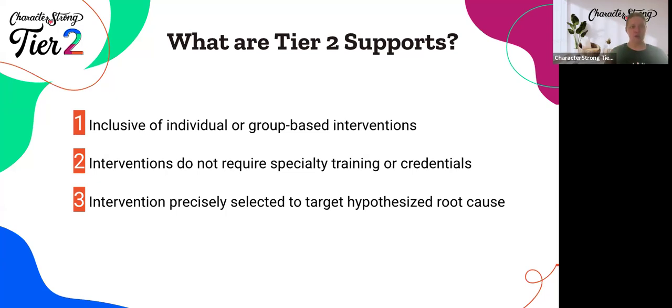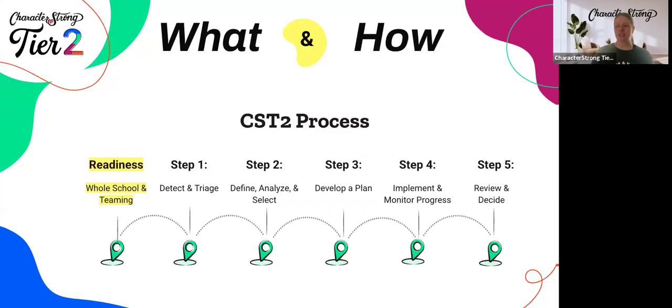So, an overview first of what is tier two? What are tier two supports? How can we explain this system of support to everyone in our system so we are all on the same page? So let's talk about that process.